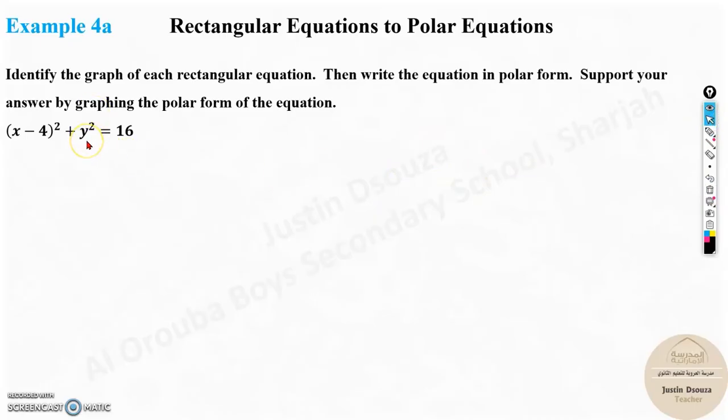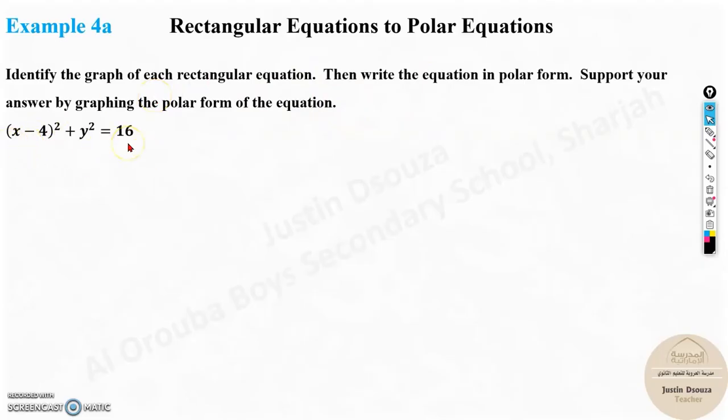Over here, in coordinates, you just have r and theta. There is no equal to. When you equate those both, you get an equation. Okay. So now over here, they have asked us to identify the graph of each rectangular equation. Looking at this, we need to identify and then write the equation in polar form. Support your answer by graphing the polar equation. This is plenty of things to be done, but now let's do one by one.